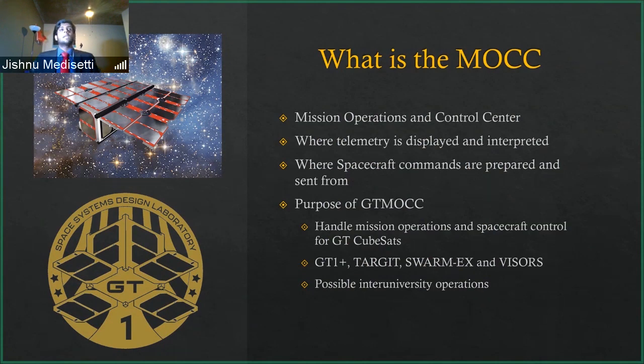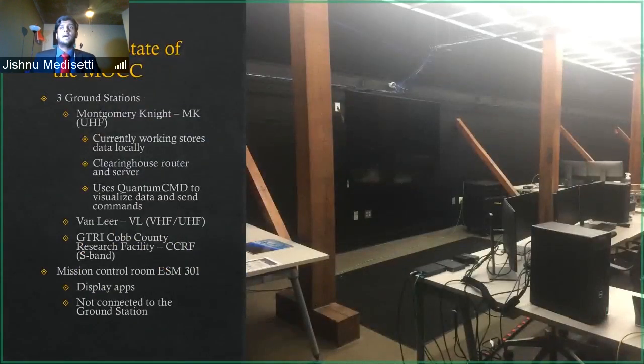All right, so here's the current state of what we have for the Mission Control Center. So we have 3 different ground stations at Georgia Tech. We have the Montgomery Knight UHF antenna. We also have the one on top of Van Leer, which does UHF and VHF. And we also have the GTRI Cobb County Research Facility, which has an S-band antenna.